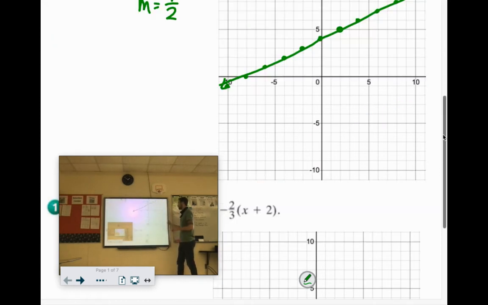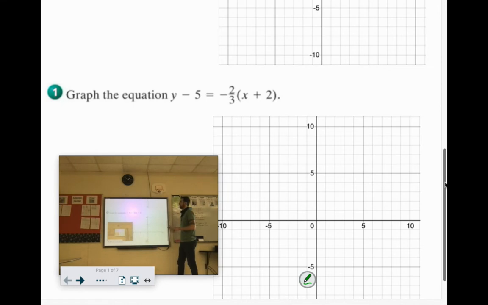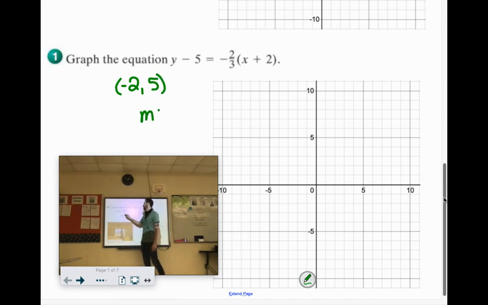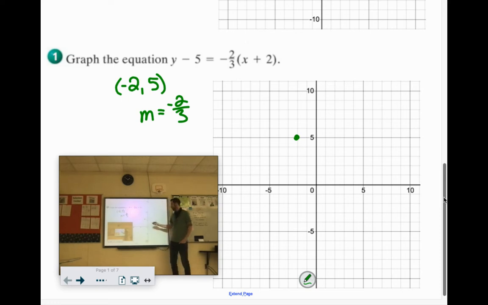Let's try another one of those. Negative 2/3 x plus 2, and you have the y minus 5. So now it says plus 2 with the x, which means our x coordinate would be negative 2. It says y minus 5, so our y coordinate would be positive 5, and our slope is negative 2/3. So find the point first, negative 2, 5, and then use your slope to find the next point, down 2 over 3, and down 2 over 3 again.